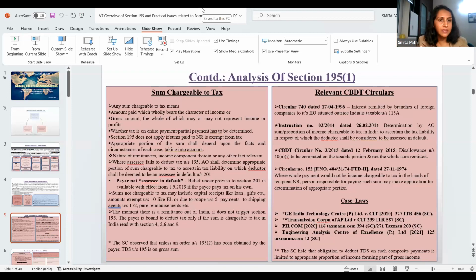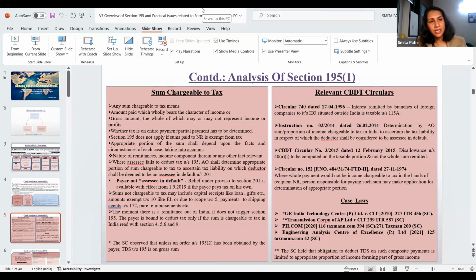If this sum is chargeable, the payer is supposed to deduct TDS on it. If the payer doesn't deduct TDS, then he will be considered as an assessee in default. Then we will have consequences. We will go into the consequences later on. But assessee in default is a person where, if the payer doesn't pay tax, then he will be considered as assessee in default for the purposes of section 201. And unless the payee pays taxes on its own later on, then he will not be considered as an assessee in default. But otherwise, for the purposes of section 195, if he doesn't deduct TDS, then he will be considered as assessee in default.